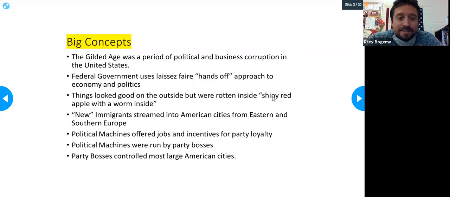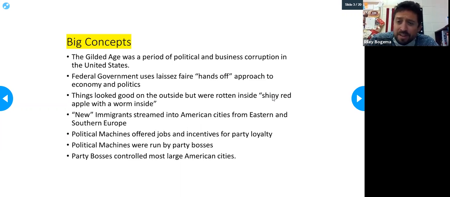Big concepts. Like I just mentioned, the Gilded Age was a period of political and business corruption in the United States. Why is there so much political and business corruption? Because the federal government was very, very small during the 19th century and into the 20th century. It didn't believe in doing a whole lot, and it had this hands-off approach called laissez-faire. It's going to let things kind of be. If we don't really meddle with society, if we don't really meddle with the economy, things will be better. Things will grow.